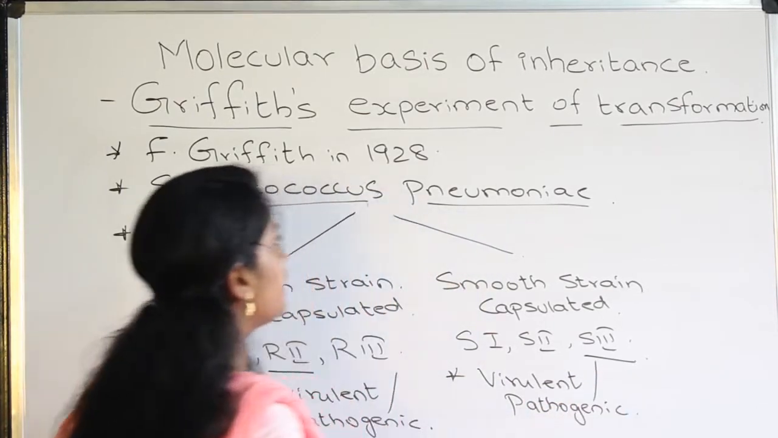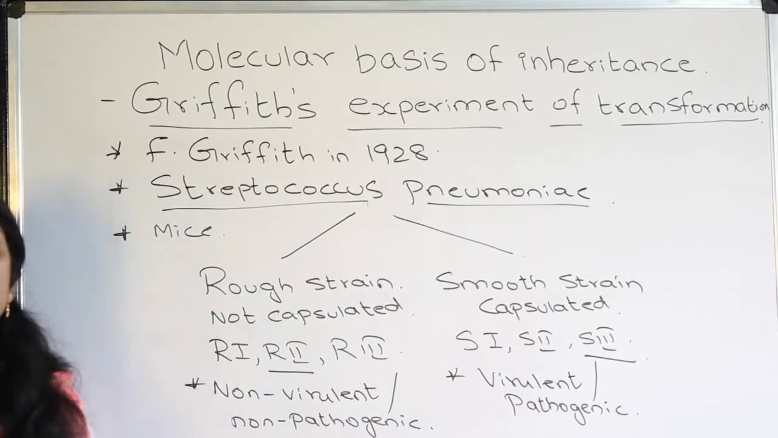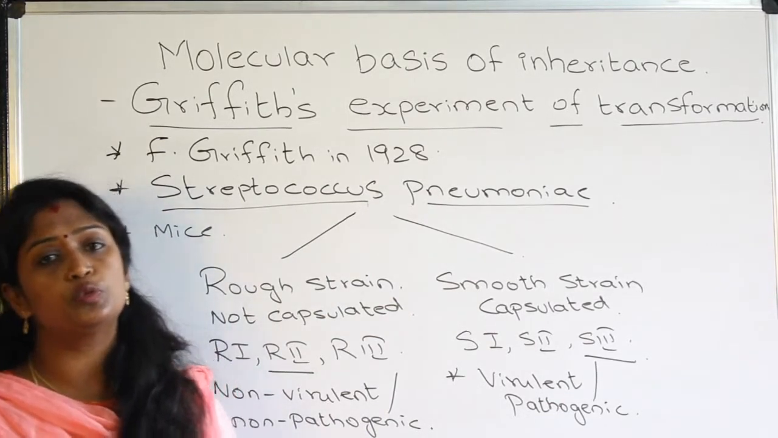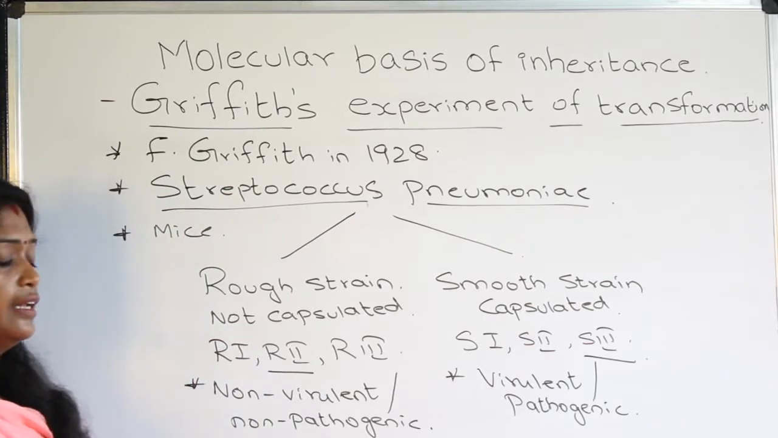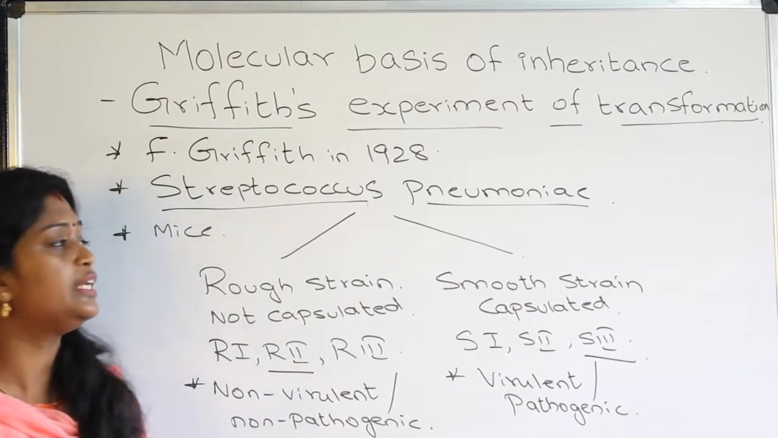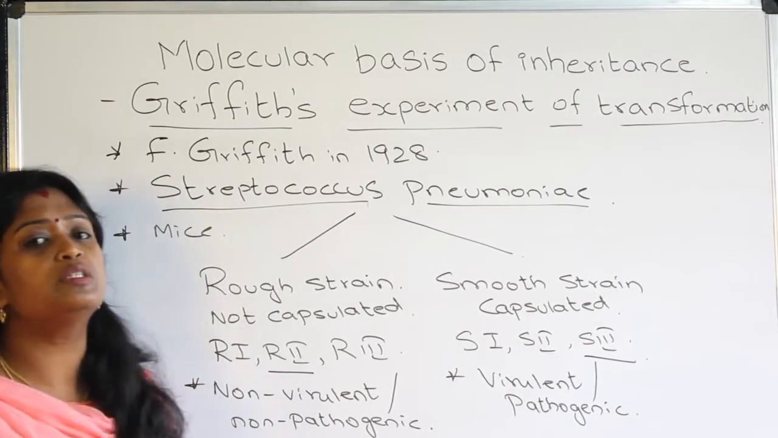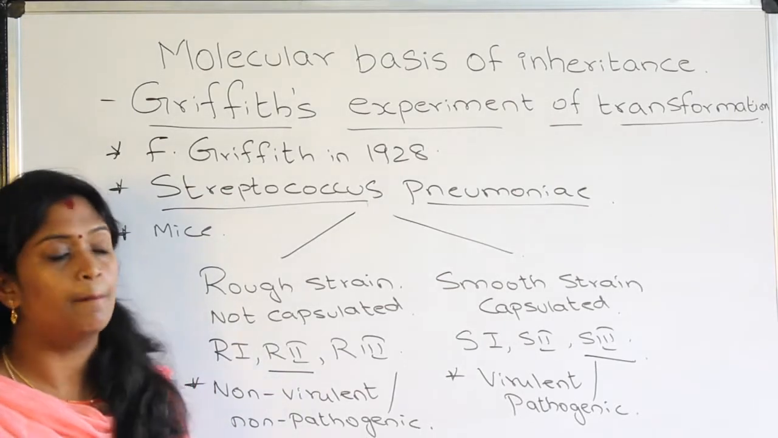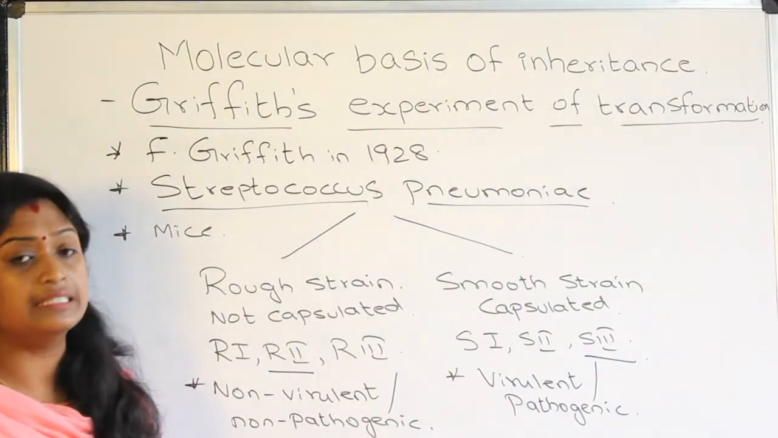Let's recall once again. The Griffith's experiment of transformation is an experiment conducted in order to prove that DNA is the genetic material. It was first started by Frederick Griffith in the year 1928 and he used the bacteria Streptococcus pneumoniae which caused pneumonia in mice. He also used mice in his experiment.